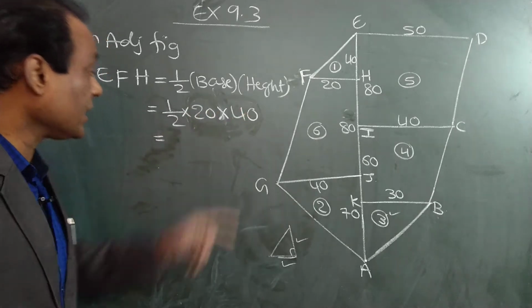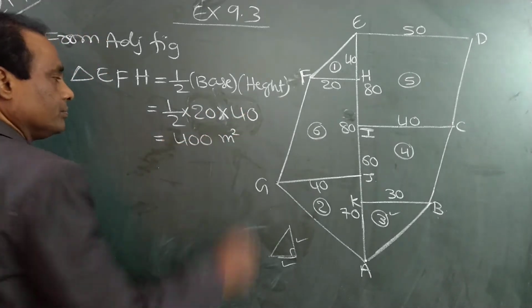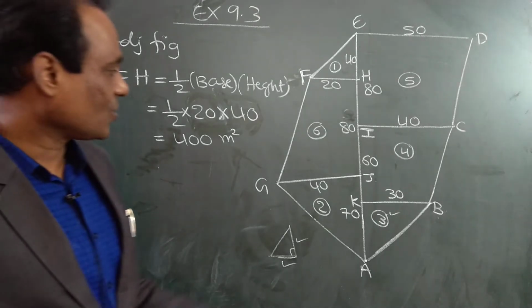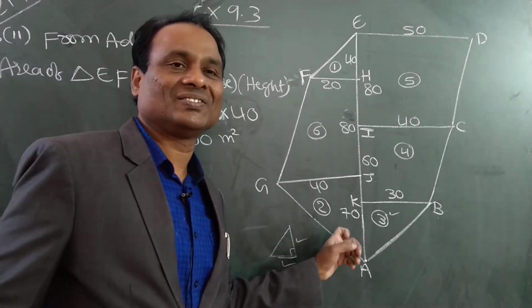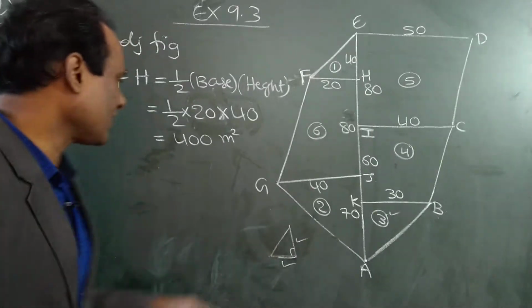10 times 10 into 40 is 400 meters square, or square meters. Meter square or square meters, both are same. So I got the area of this triangle. Now second, go for the area of this triangle.